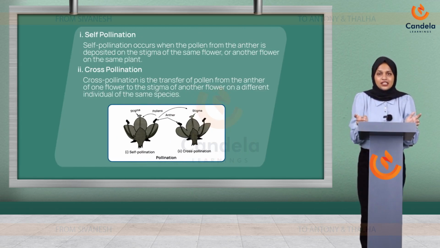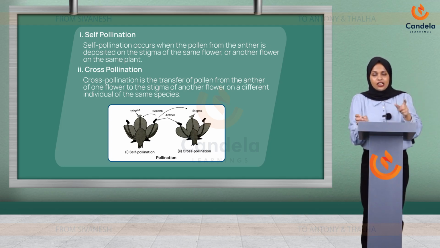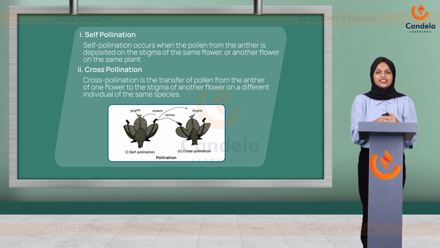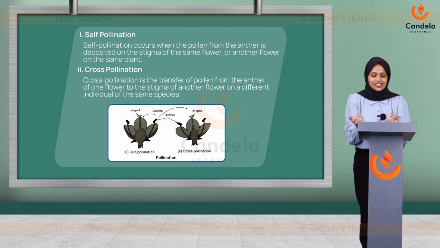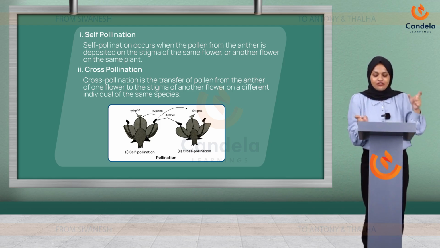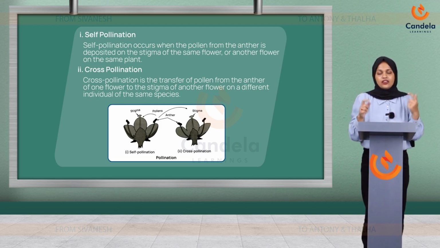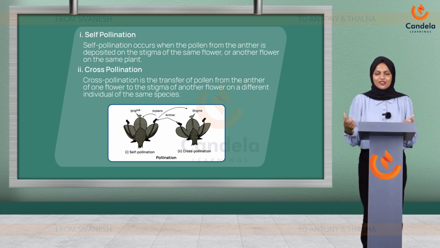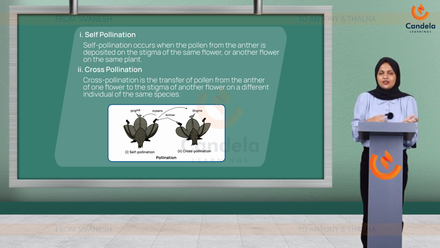Self-pollination is the transfer of pollen grain from the anther to the stigma of the same flower or another flower of the same plant. So here the same plant is involved. Now we'll see what is meant by cross-pollination. Cross-pollination is the transfer of pollen grain from the anther of a flower of one plant to the stigma of a flower of a different plant of the same species. So these are the different types of pollination that take place: self-pollination and cross-pollination.